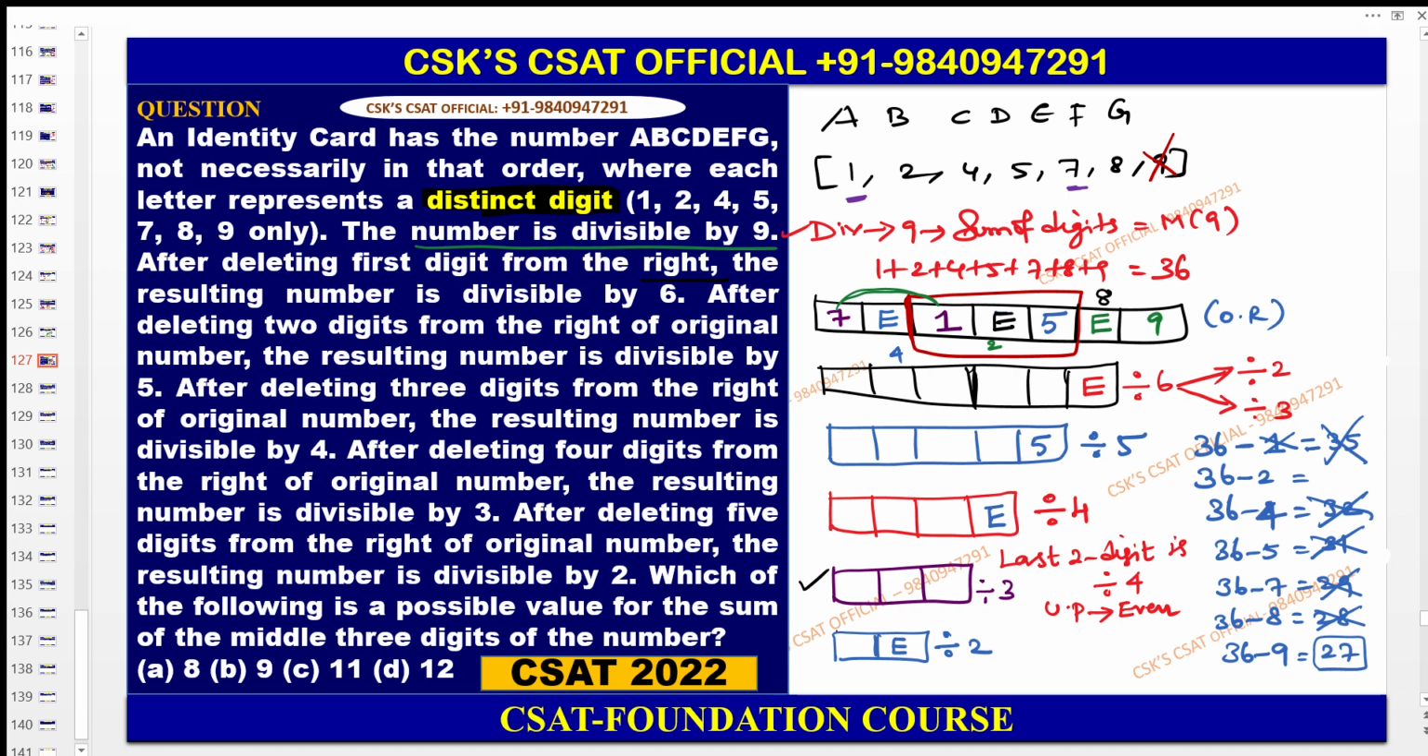So now you have found that 1 plus 2 plus 5. So what is the sum of this? 1 plus 2 plus 5 is nothing but 8. So the answer for this is nothing but the 8. That's it. You understood?